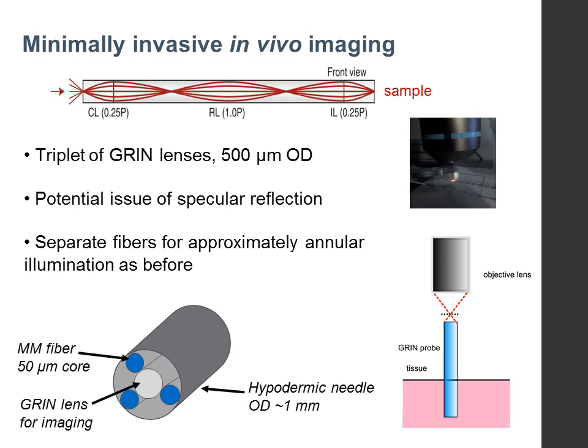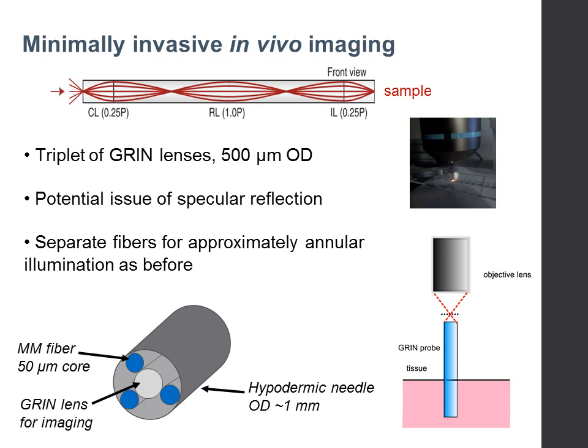The issue with these microendoscopes is that because you have several interfaces, there is a lot of chance for specular reflection of light, and loss of light through the probe. So I'm currently developing an illumination system whereby we have a series of multimode fibers adjacent to the microendoscope for illumination.